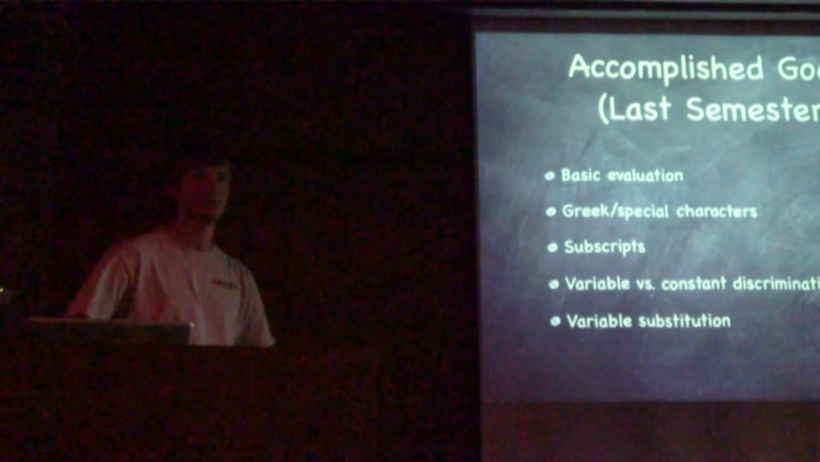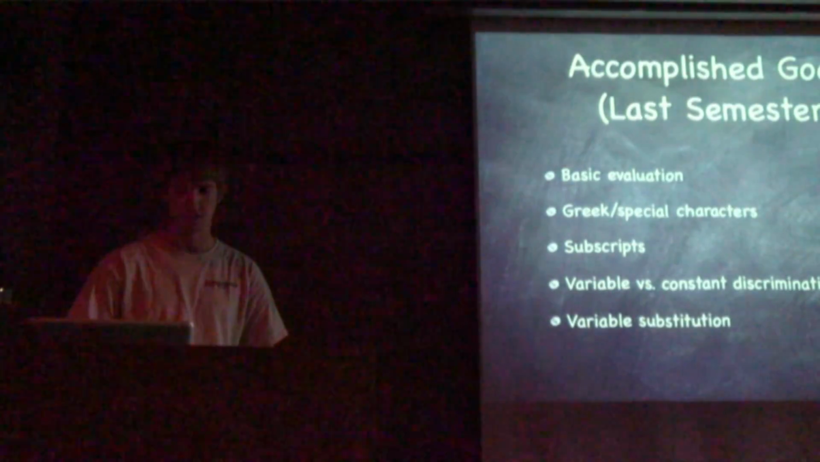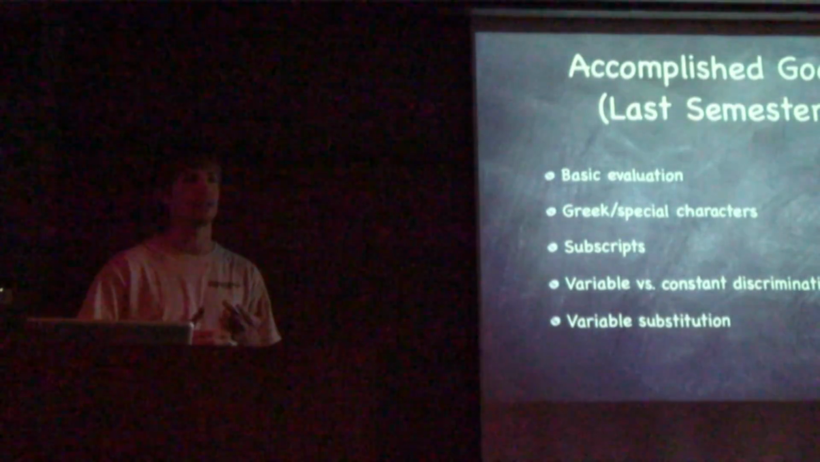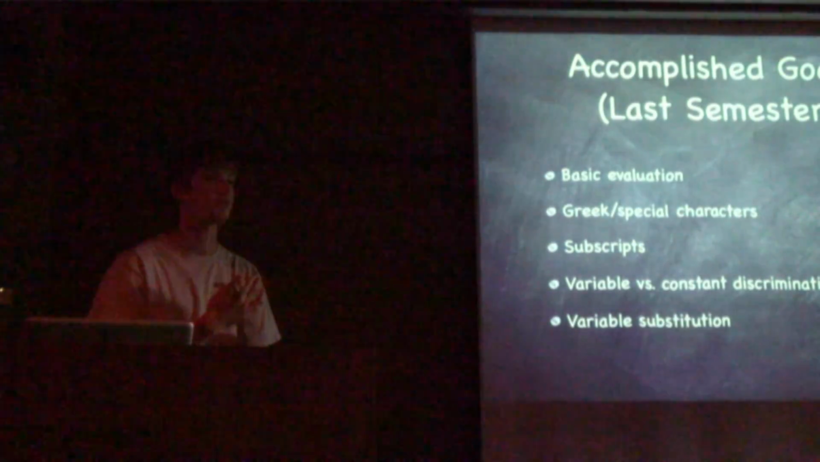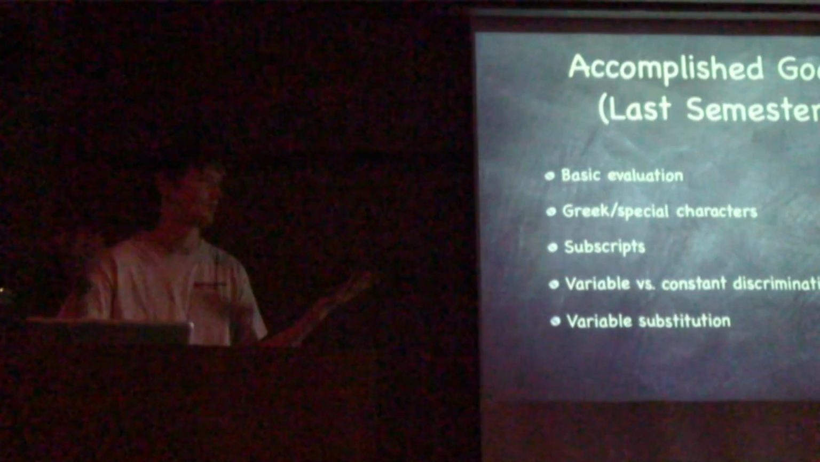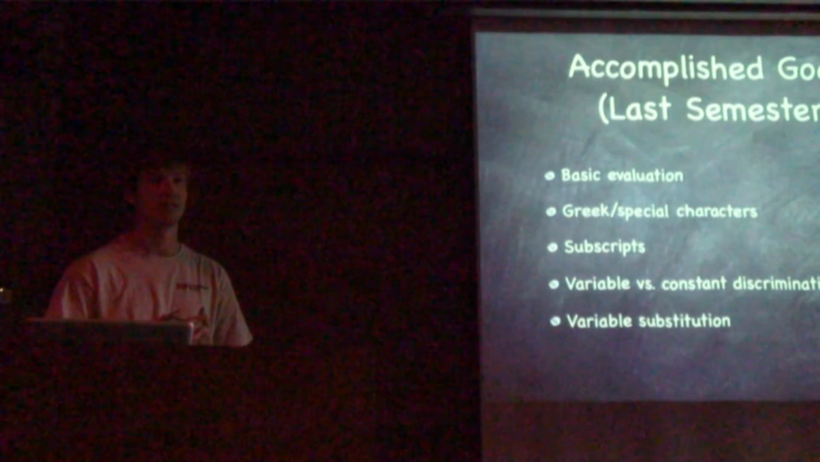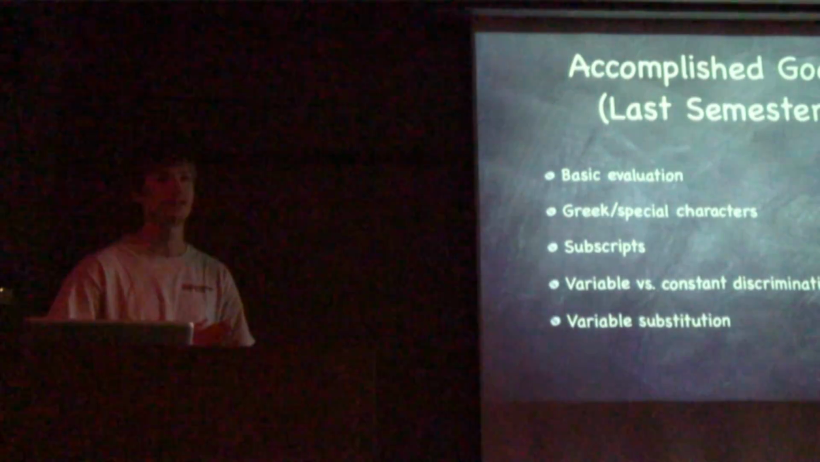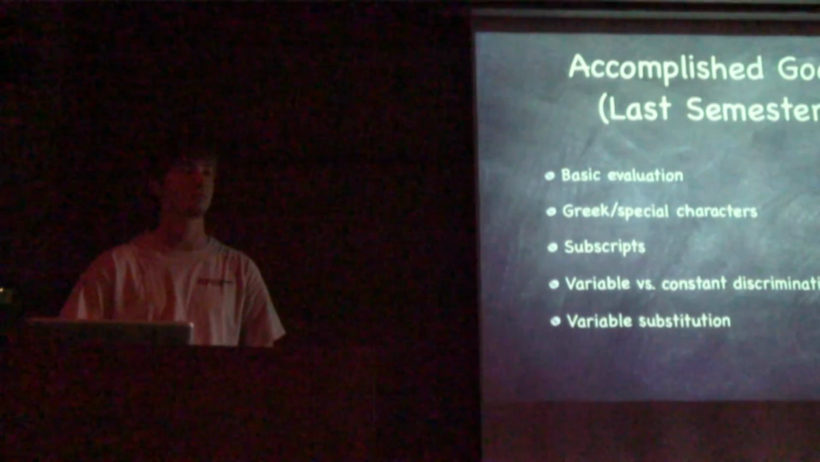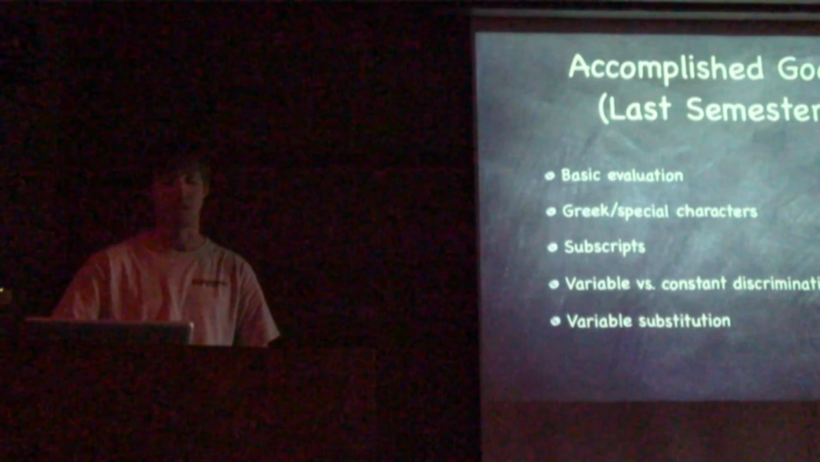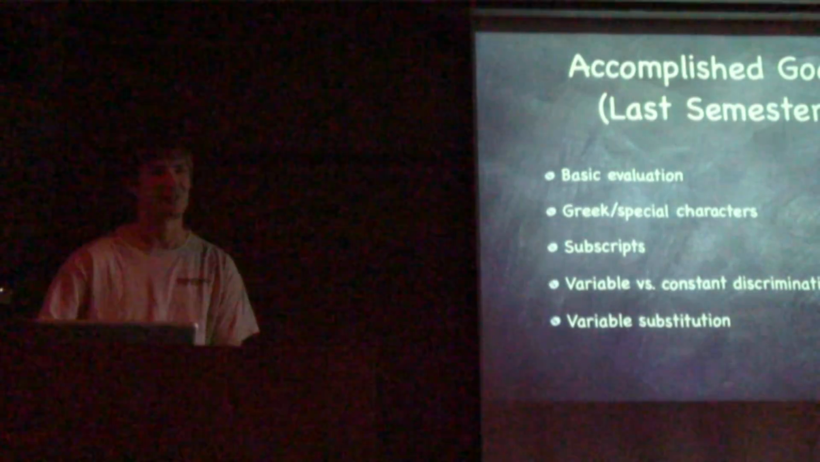This is a sort of repeat from last semester, but for those who weren't here, this is where we are in the project. It can do basic evaluation. It can display Greek characters and letters. It can display subscripts, which is handy for engineering and anything where you need a subscript. Also, it can now differentiate between variables and constants. And this is actually new. You can substitute variables with either other variables or numbers. That is, as of about 45 minutes ago, working.